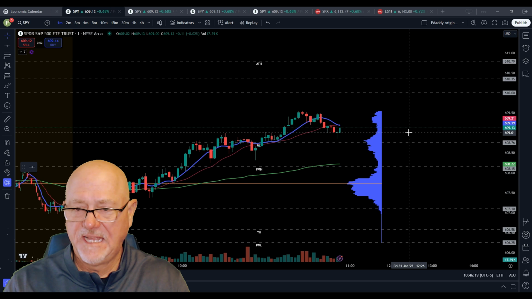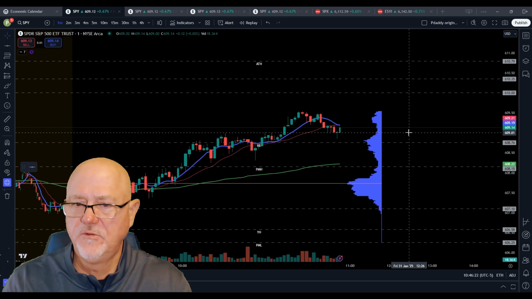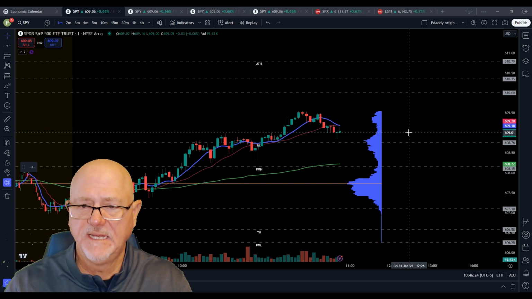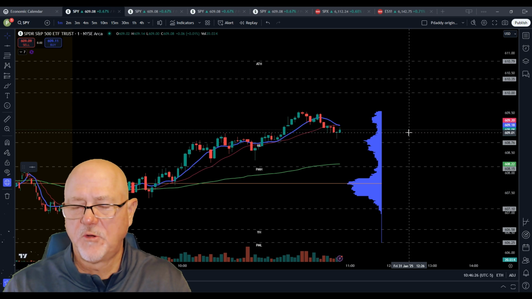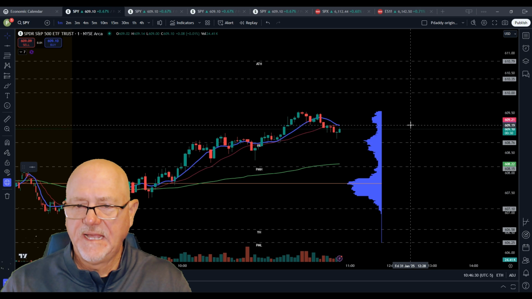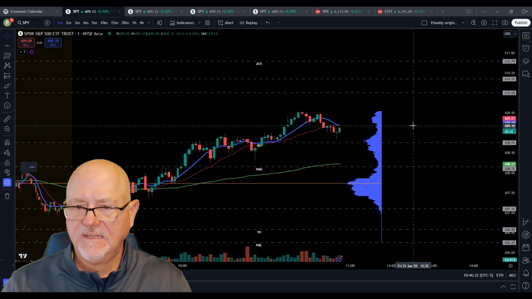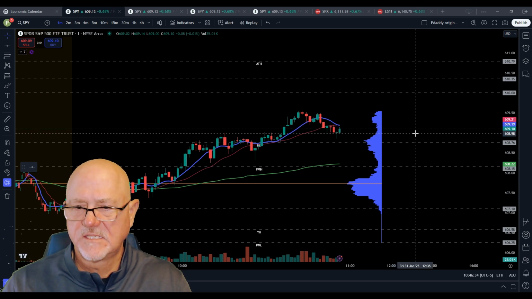Ooh, I like it. Right above 609, folks. Not in yet. Again, support right at 609. And again, looking for a double cross to the upside and above at least 609.19.